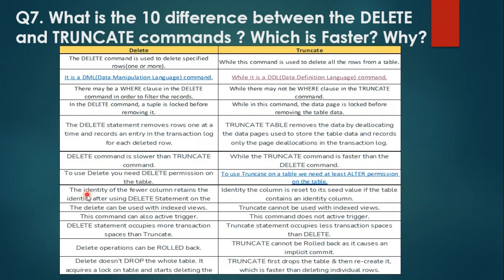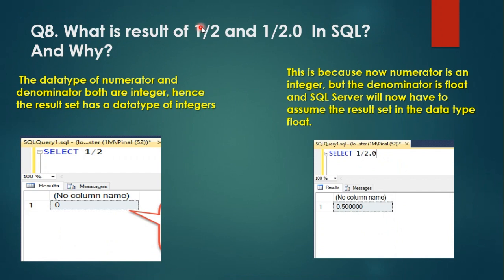Okay. Next: what is the result of 1 divided by 2 and 1 divided by 2.0 in SQL, and why? This is again a very important question. The interviewer asks you what is the result of 1 divided by 2. In general it will be 0.5. But if you check in SQL, if you divide 1 by 2, the answer will be 0. And if you divide 1 by 2.0, then it is 0.50.